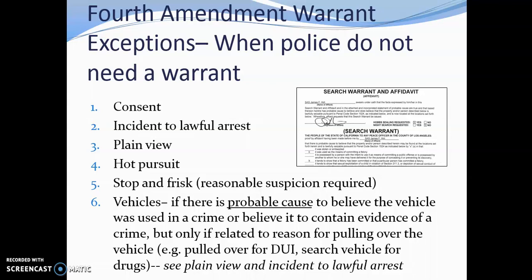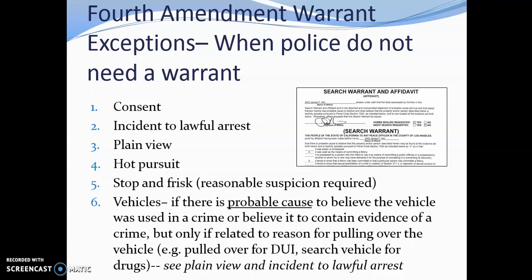And that is, again, connected to plain view and incident to lawful arrest. If anything is just out in the open, like sitting in your back seat, of course the police don't need a warrant because it's right there. They can see it. The same thing applies if you're being arrested otherwise, like you're pulled over because there's an outstanding warrant, and they can search immediately in your vehicle for weapons to make sure you're not going to harm the officer. There you go. Those are the warrant exceptions.